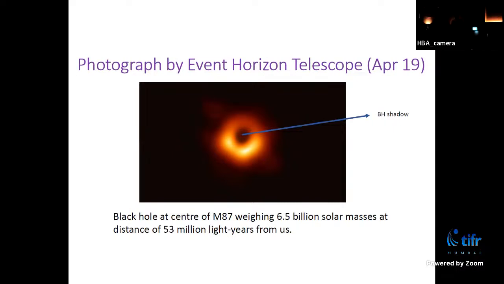Okay, so this is the black hole shadow. First thing to note is that this has a ring-like structure, though it is blurred. There is a black hole shadow in between. And just to have an idea of the parameters, this black hole has a mass of about 6.5 billion solar masses. The solar mass is the mass of the sun, and it is approximately at a distance of 53 light years away from us.